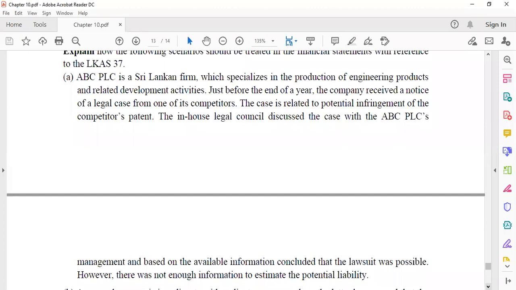Okay. So I would like to ask you that, considering this situation, just give me one answer. Should we make a provision or not? A provision එකක් කරන්න ඕනද නැද්ද? Just indicate.